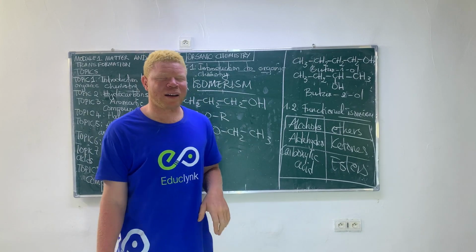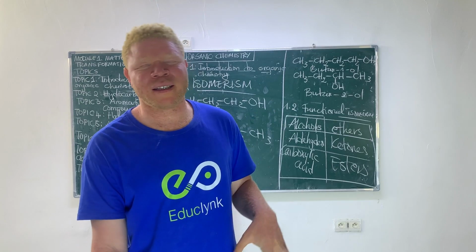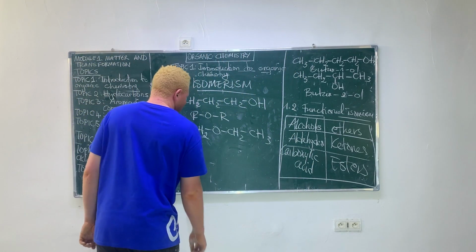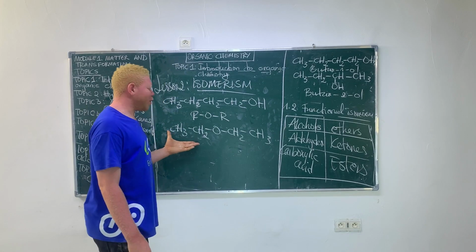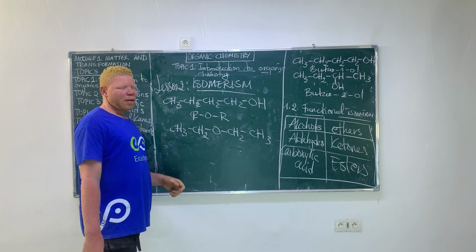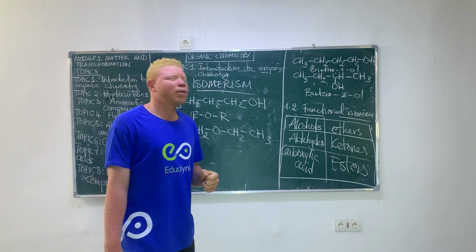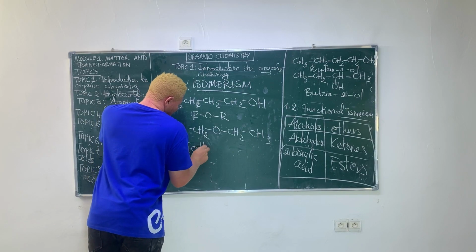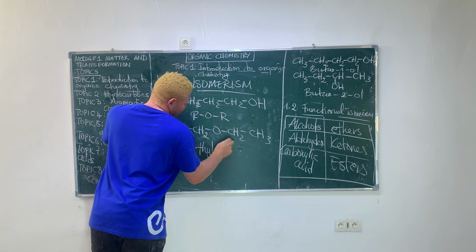How do we name the ether? There are 2 ways of naming the ether. I'll give you the simplest one. On this side we have an ethyl group, and on the other side we also have an ethyl group. So we have 2 identical ethyl groups, so we are going to say diethyl ether.